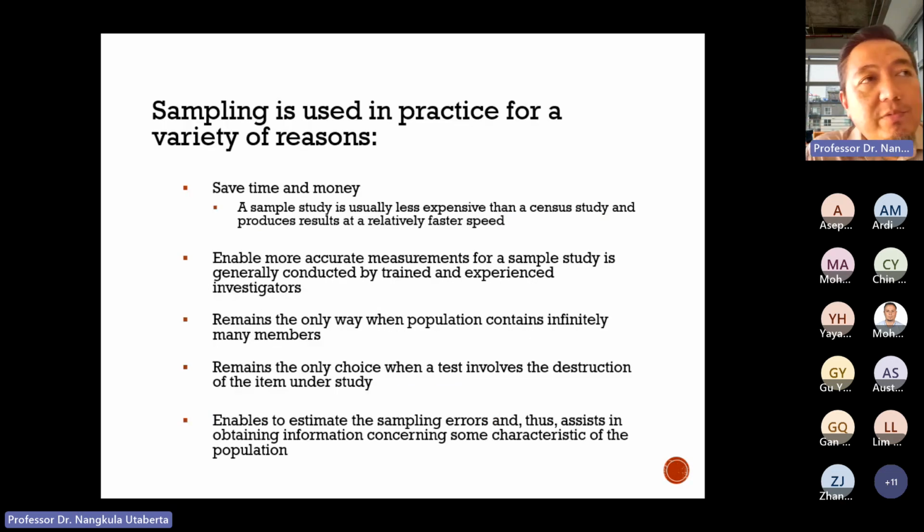Why do we use sampling? Some people prefer to pick up the whole population. I had a research where students picked up the whole population, but sometimes you need a sampling because you need to save time and money, and enable more accurate measurements. Sometimes when the population is too big, you need to reduce. You have to do it in a more efficient manner. It also enables you to estimate sampling error. So this is a very important note that you have to think about.